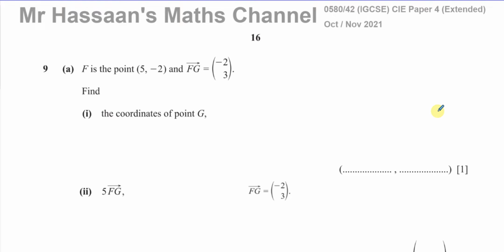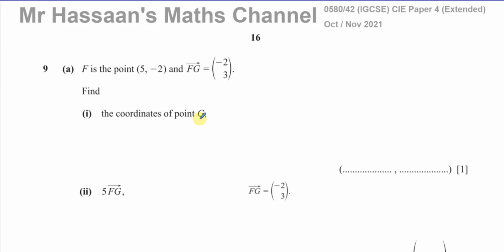This is question number 9 from the October-November 2021 paper 4 variant 2 IGCSE Cambridge 0580 exam. This question here is about vectors. Part a, 1, tells us first F is the point (5, -2), and the vector from F to G is (-2, 3). Find the coordinates of the point G.